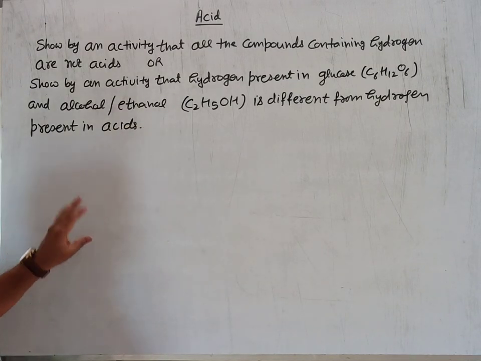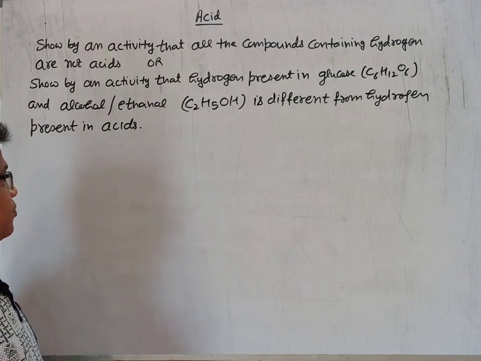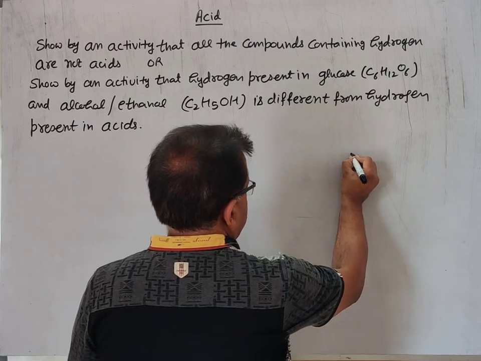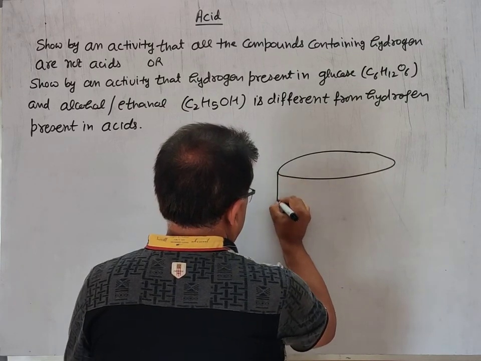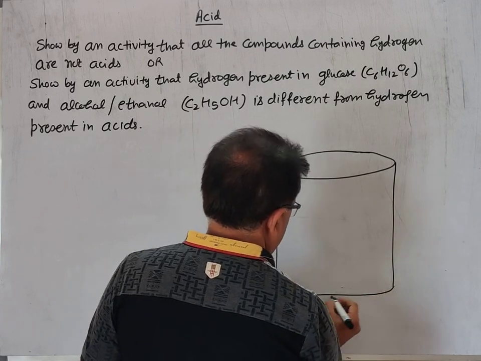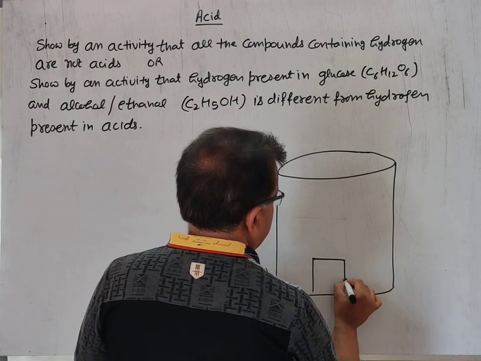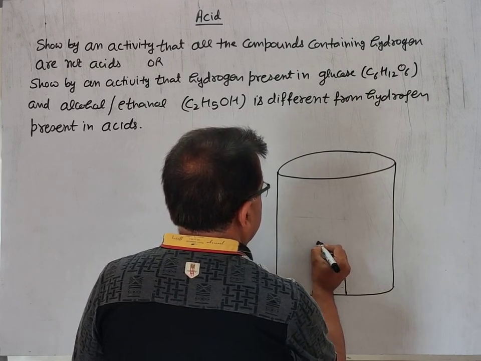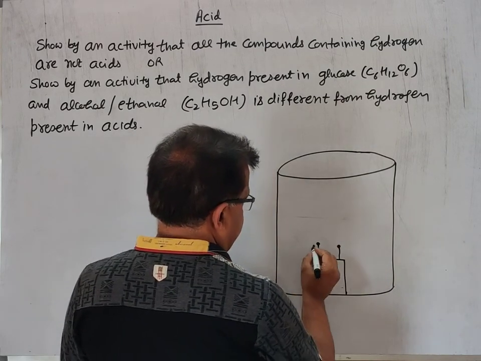The main aim of this activity is to show that all the compounds which contain hydrogen are not acid. So for this we shall make a diagram. It is a beaker. We shall take a cork in the beaker. These are two nails, and we shall connect them.